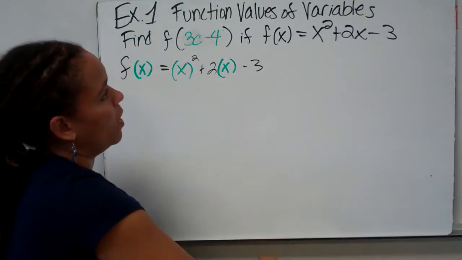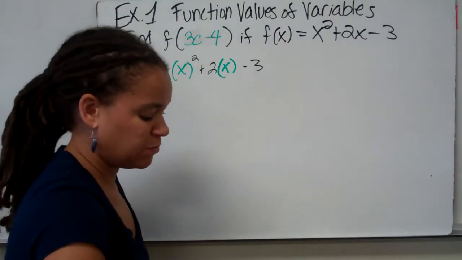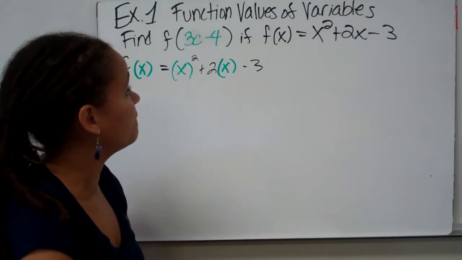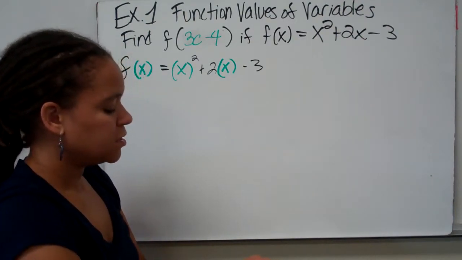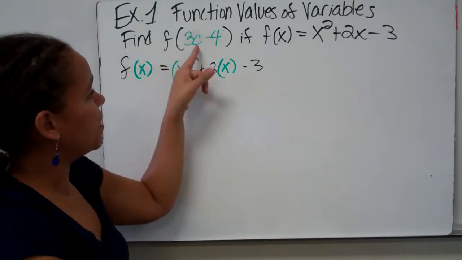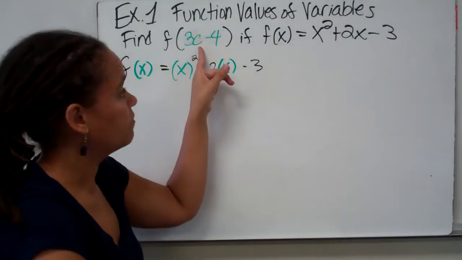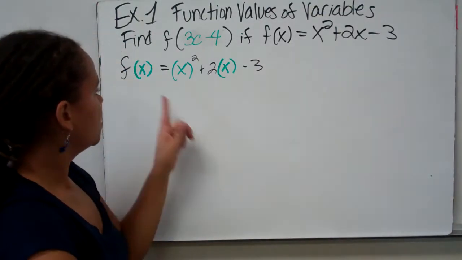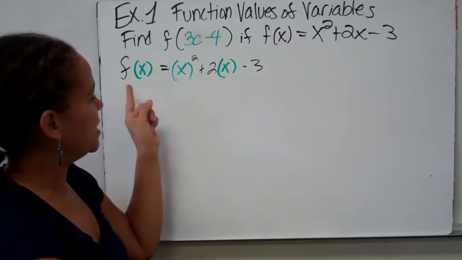All right, example 1. We're going to now stop looking at the graphs. We're going to actually evaluate some of these. So we want to find function values of variables. Here we're going to find f of 3c minus 4, if f of x is x squared plus 2x minus 3. So here, notice I've replaced the x.